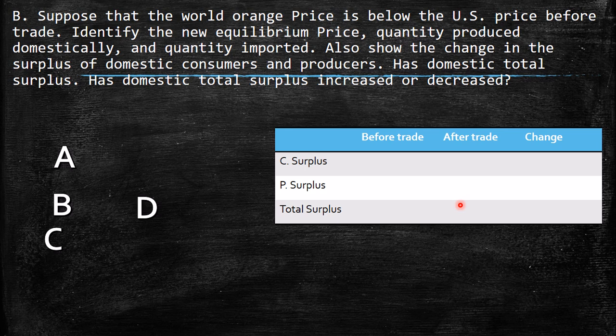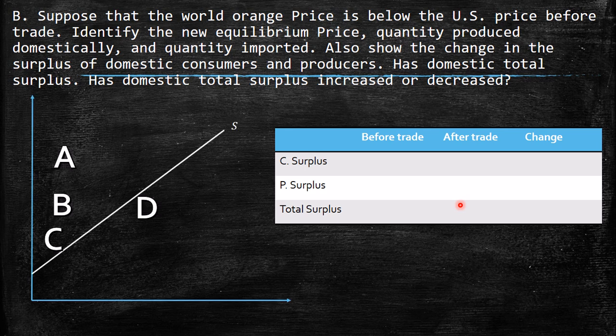Why? Because they have to offer the oranges at a lower price due to the international takeovers. So here we have to identify the new equilibrium price, quantity produced domestically and quantity imported. Also show the change in the surplus of domestic consumers and producers. Has domestic total surplus increased or decreased? This is the question that we have to solve in some way.